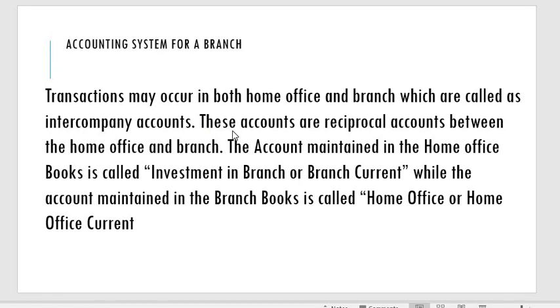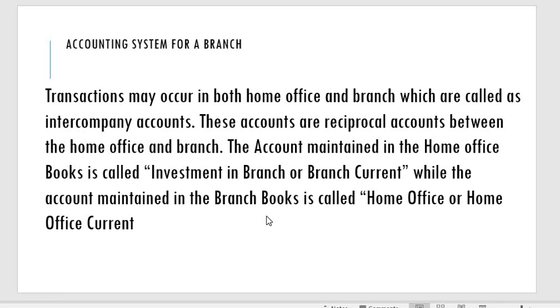So the account maintained in the home office book is called investment in branch account or branch current, while the account maintained in the branch books is called home office or home office current. So sa books ni home office, that's investment in branch account. Then sa books ni branch, that's home office or home office current. So parang nakakalito, no? Kasi sa books ni home office, that's investment in branch or branch current. Then sa books ni branch, that's home office or home office current.